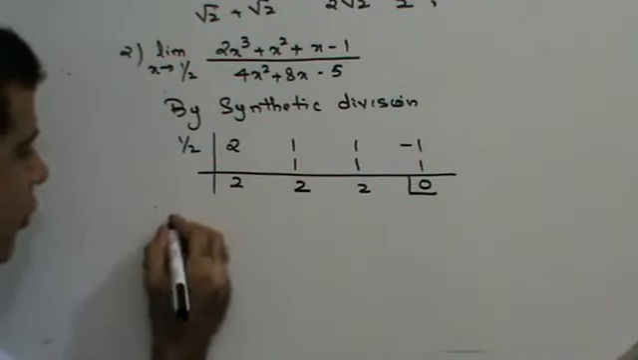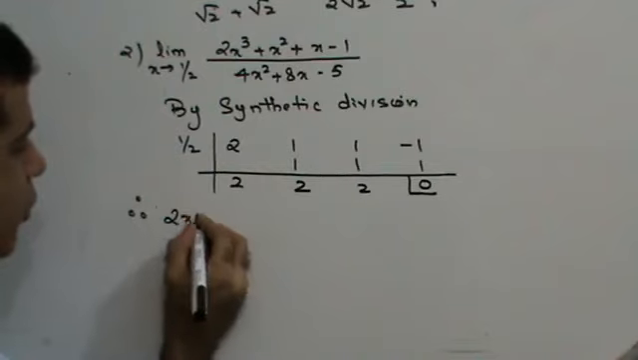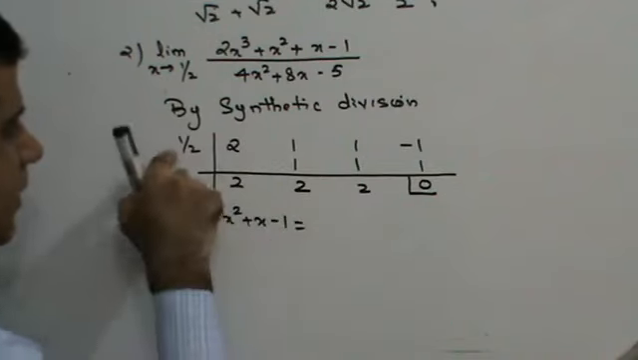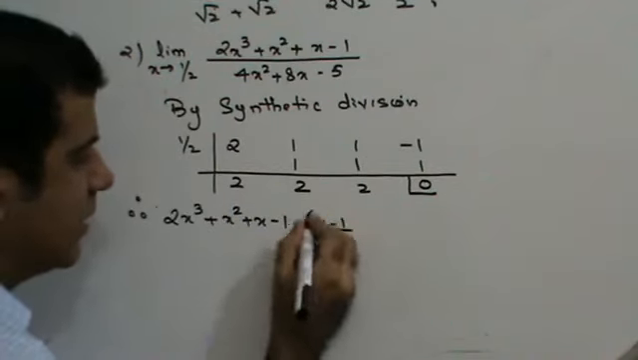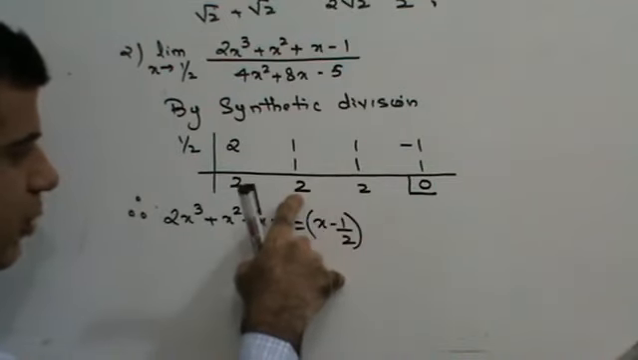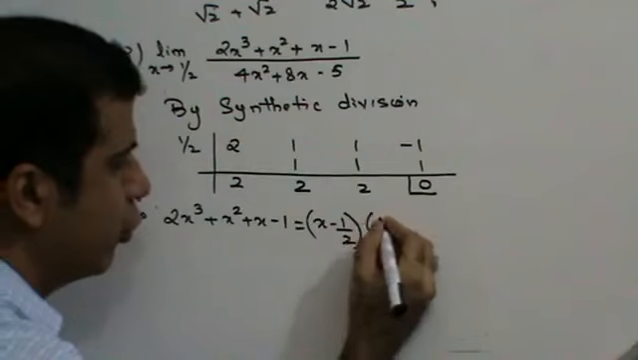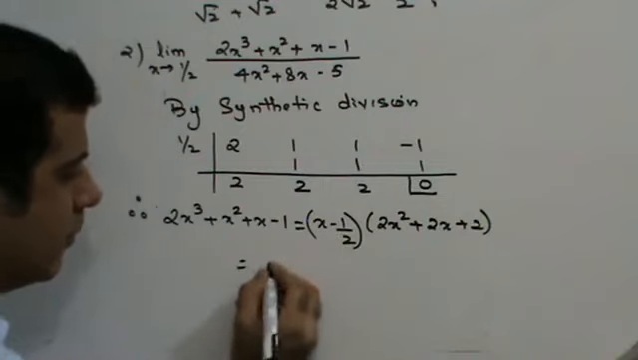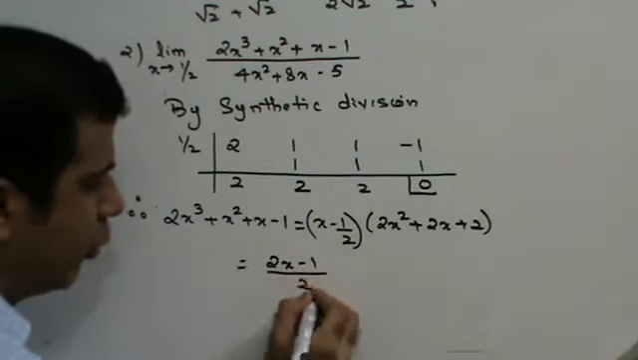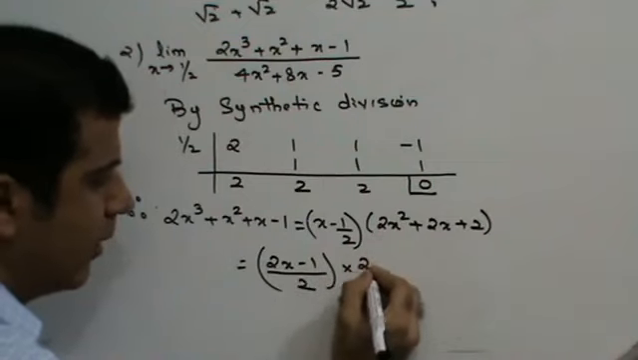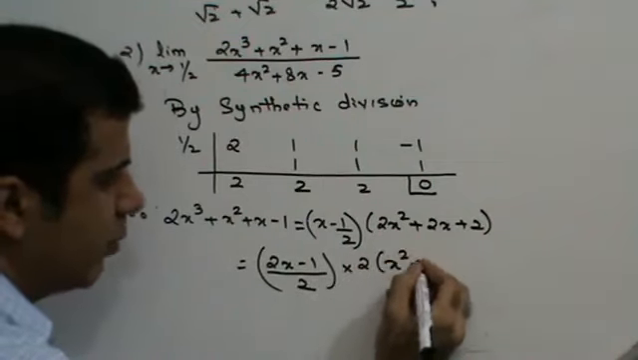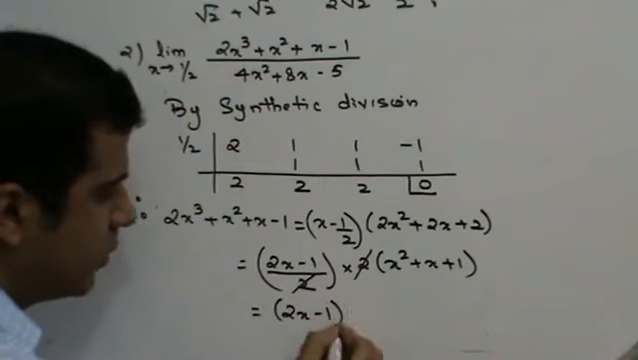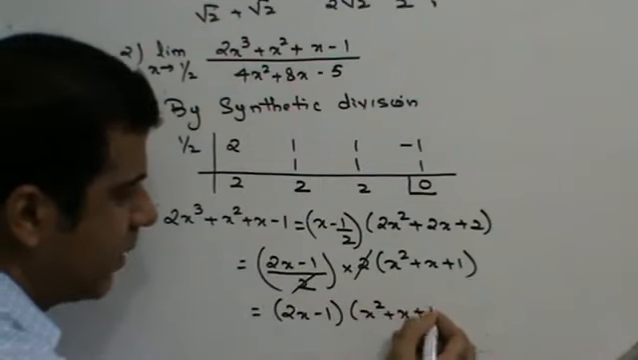Now, what are the factors going to be? I could say that therefore 2x cube plus x square plus x minus 1 has this number with the opposite sign. So x minus half, and then x raised to 0, x raised to 1, x raised to 2. So this is 2x square plus 2x plus 2. LCM: (2x minus 1) upon 2. Here I will take 2 common in the numerator, so 2(x square plus x plus 1). 2 and 2 get cancelled. (2x minus 1)(x square plus x plus 1).